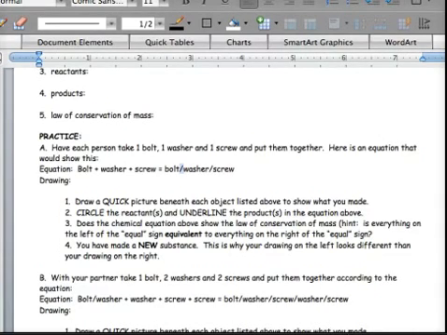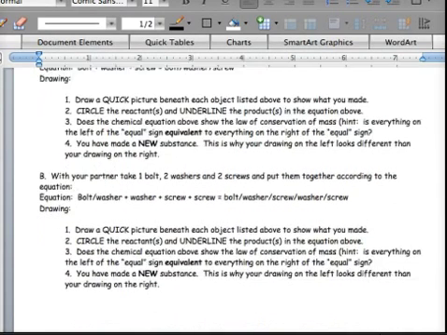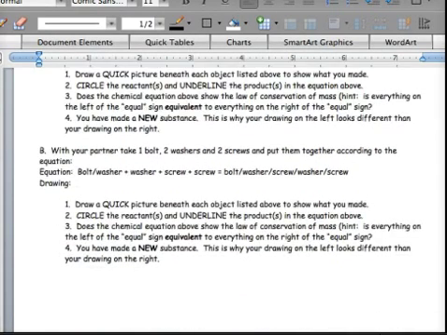It says to circle the reactants and underline the products in the equation. So wherever you drew it, it's going to be right here next to the drawing. Circle and underline the reactants and the products. Then there's a couple of questions to answer there. B, you do a similar thing. It's just you're going to use different materials this time.